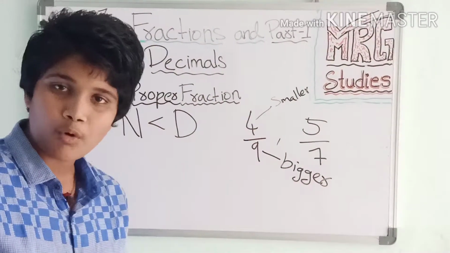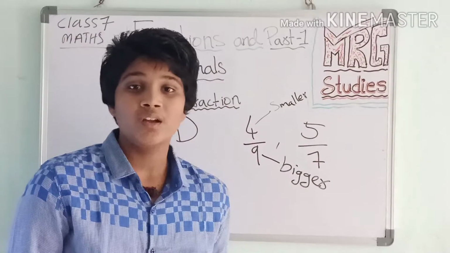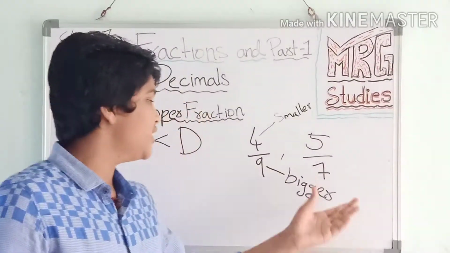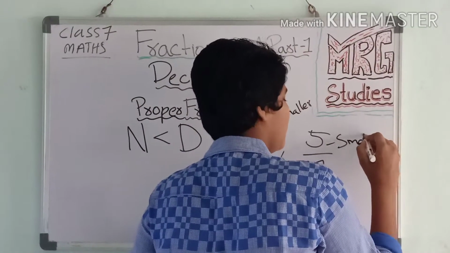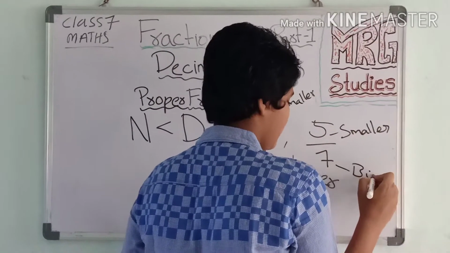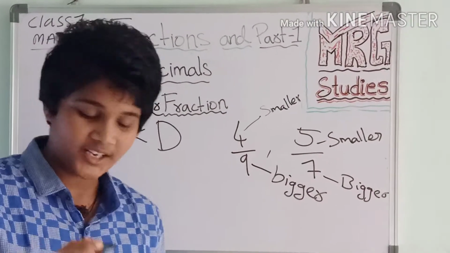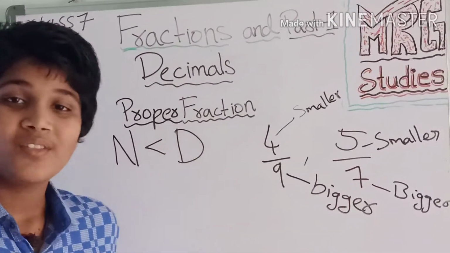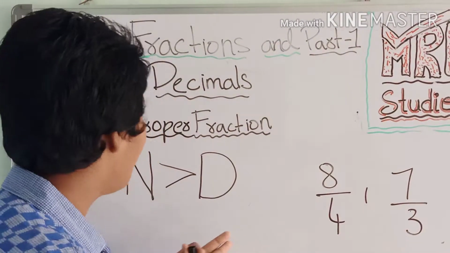So when you are writing a proper fraction, the denominator should be bigger and the numerator should be smaller. See here, another example, 5 by 10. The numerator is smaller and the denominator is bigger. I think you have understood what a proper fraction is. Once again, when you are writing a proper fraction, the denominator will be bigger and the numerator will be smaller.